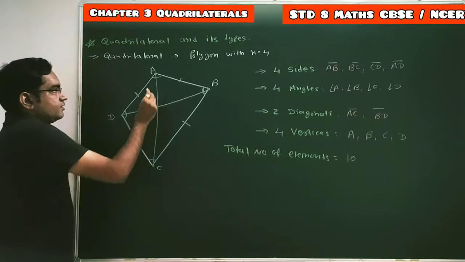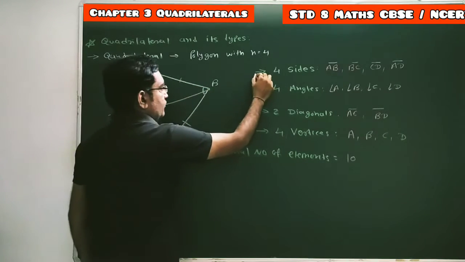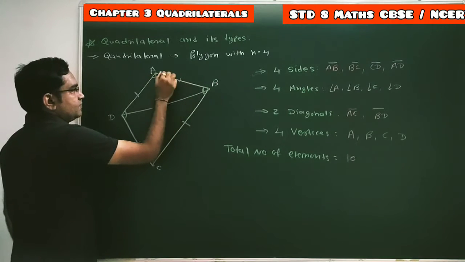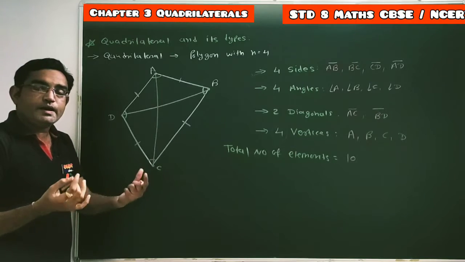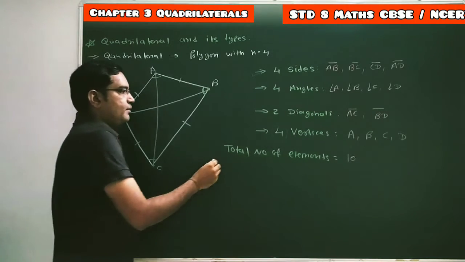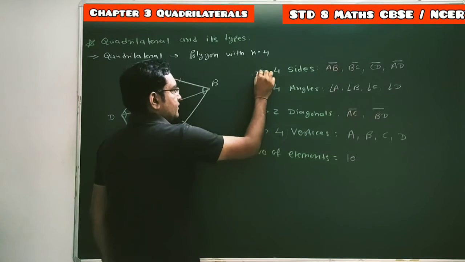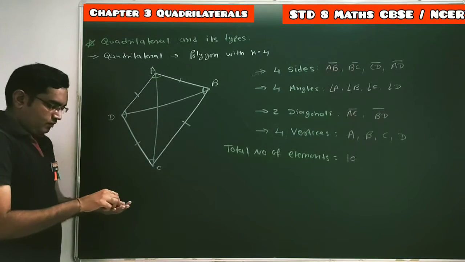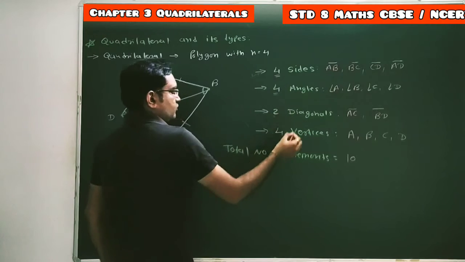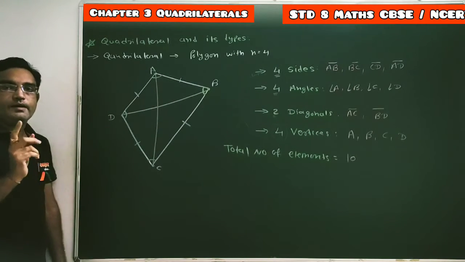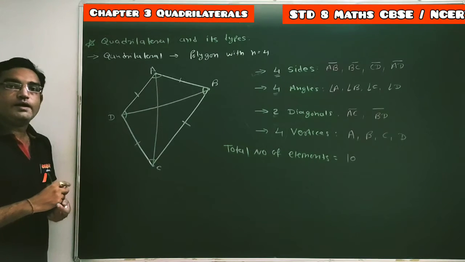The reason is that these vertices, which are nothing but points, are part of the sides. Suppose we consider side AB, then these vertices come inside side AB. That means we are not considering these vertices as a separate element of the quadrilateral. We are considering these vertices along with the sides. So the total number of elements of this quadrilateral is 4 + 2 + 4: 4 angles, 4 sides and 2 diagonals. Clear students? So total 10 elements are there for the quadrilateral.